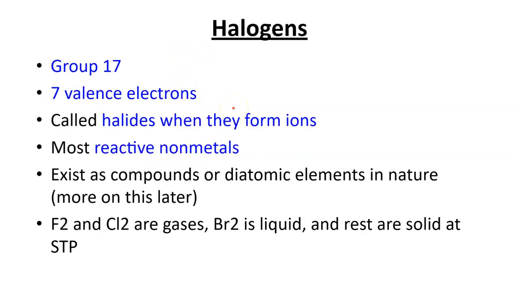We're going to go all the way to group 17 next. Some of the other groups have names, but 17 is the next big group that you want to know the names of, and there are some elements we commonly encounter. Group 17 has 7 valence electrons. They're called halogens, or their negative ions, which we'll talk about soon, are called halides. They're the most reactive nonmetals.